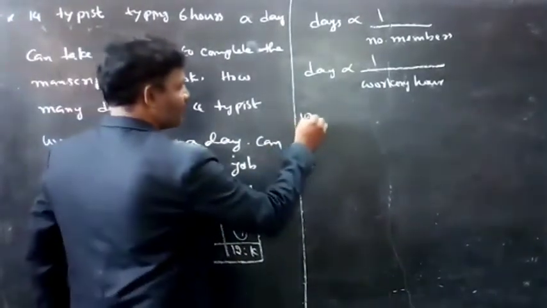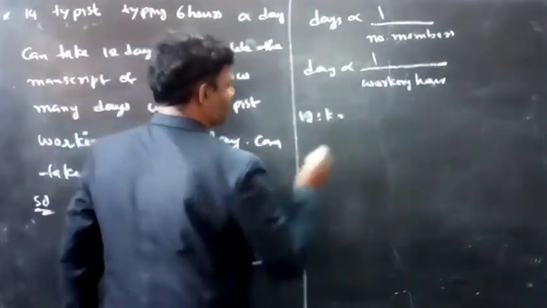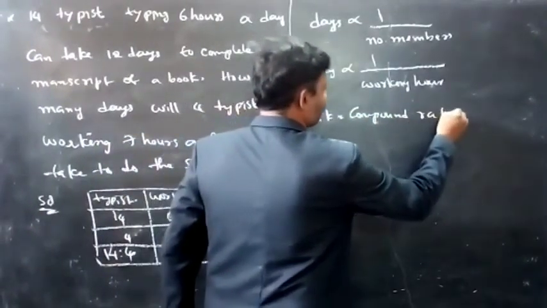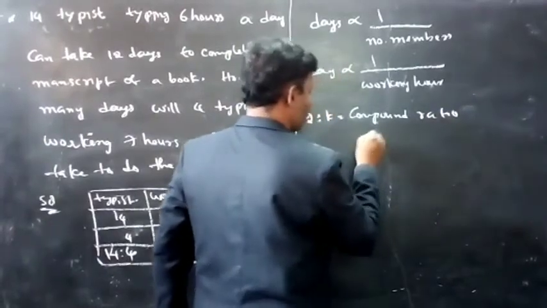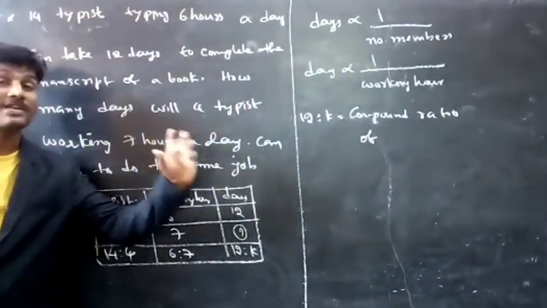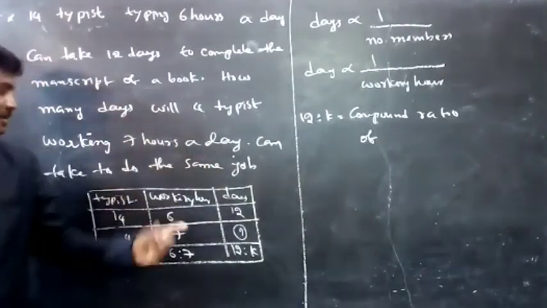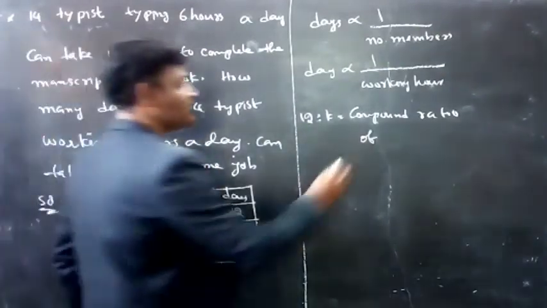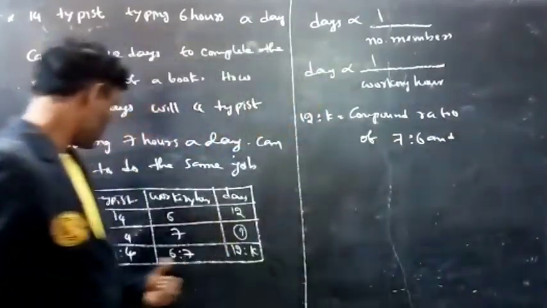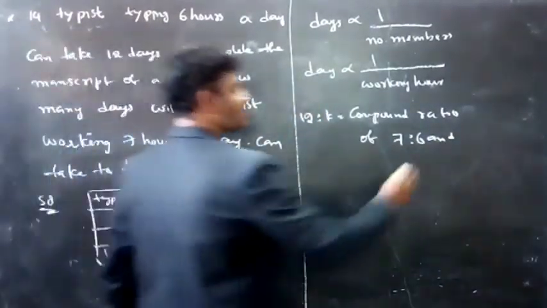The ratio of the days here is 12:k. 12:k is equal to the compound ratio of the inverse ratios. Why? Because both are inversely proportional to days. 6:7, you take 7:6. And 14:4, 4:14.